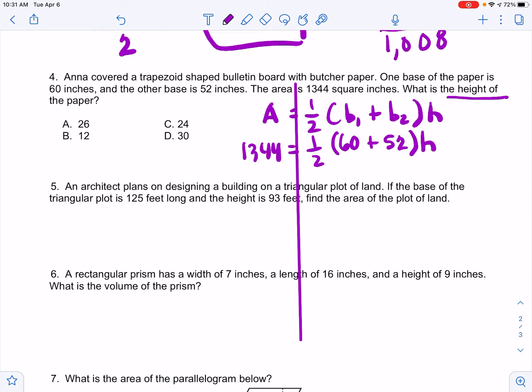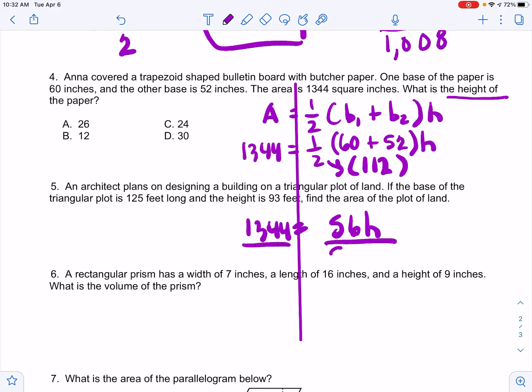You could take your answer choices and plug them in and substitute it out to see what the right answer would be. That would be another strategy. So we're going to say 60 plus 52 is equal to 112. I'm going to take half of that. When you take half of something, you're dividing it by 2. So that means I'm going to have 56 times the height is equal to 1,334.